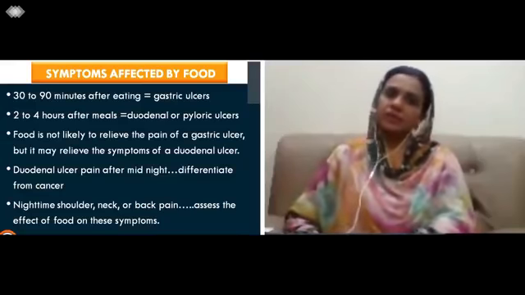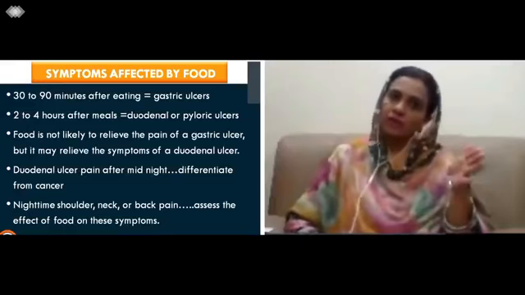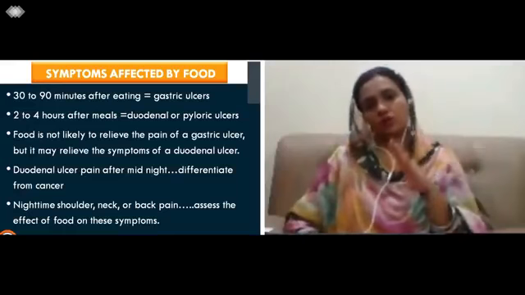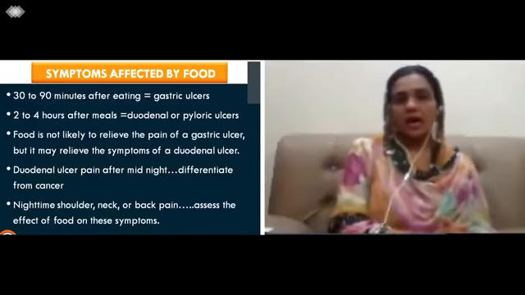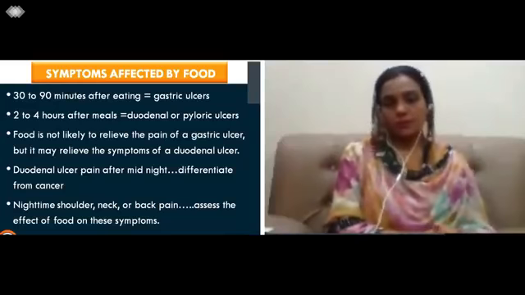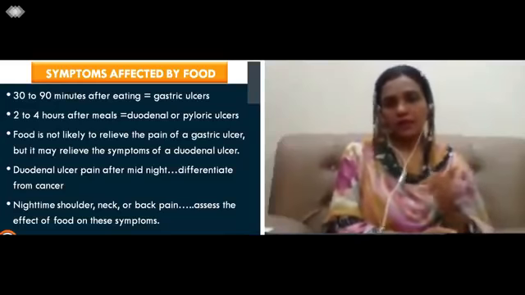And if the symptoms develop 2 to 4 hours after a meal, symptoms are mainly your pain, then it can be due to a duodenal or pyloric ulcer. So the time can give you a clue.